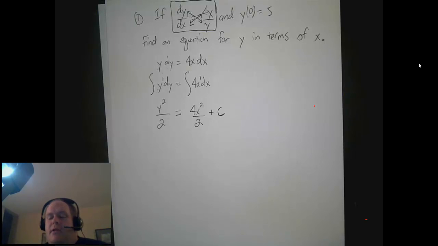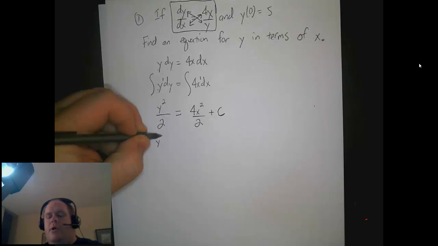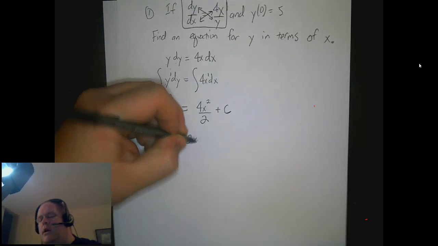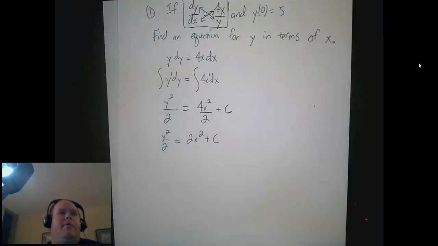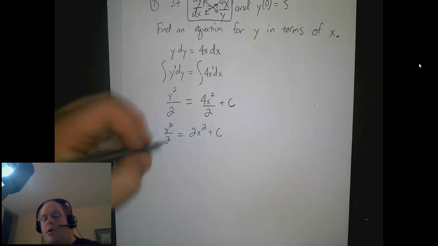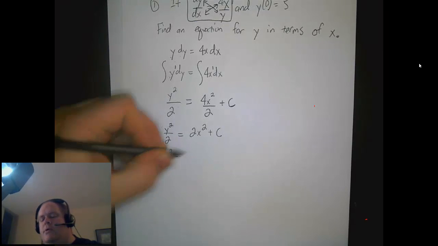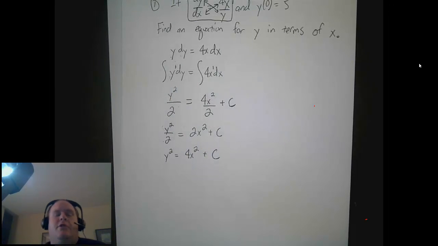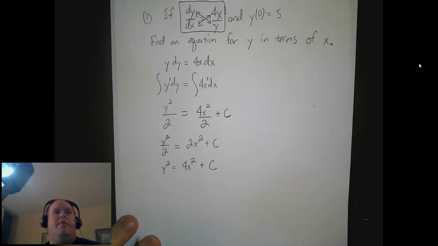Then we can simplify this a little bit. If I get y squared over 2, you can divide the 4 by the 2 here, and we get 2x squared plus c. So there's the first simplification. Obviously here this is being divided by 2, so if I multiply both sides by 2, we get y squared equals 4x squared plus c. Again, we don't need to multiply the c by 2 because we don't know what it is. So c is good enough. From here, well, we were given an original piece of information right here.